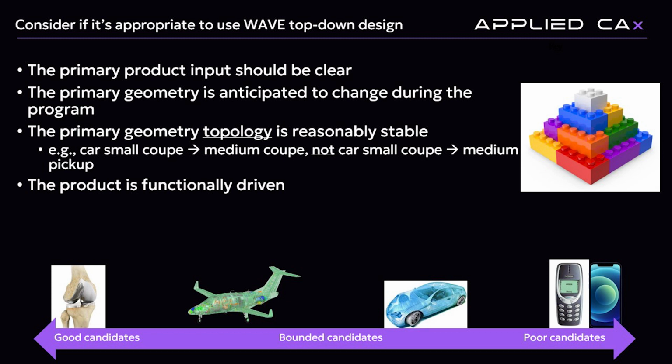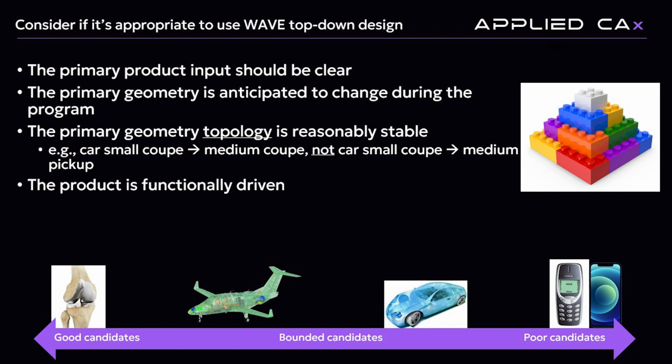Part of this is to consider what is a good fit for wave linking, and we have to think about whether this is really a good product, or what this can be used for in the future. In the case where you don't want to take something like your system and turn a small coupe into a medium-sized pickup, you want flexibility in your system, but you don't want to break it by not thinking about what the primary input is, and what the anticipated change is.